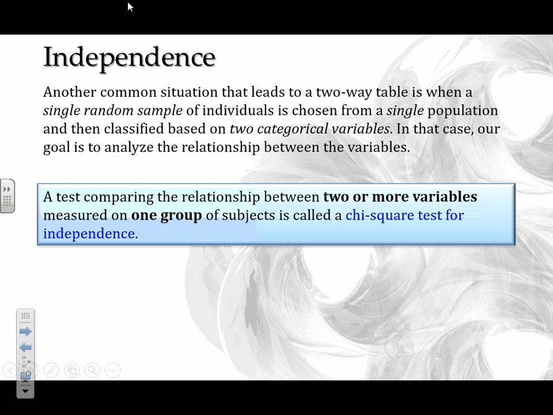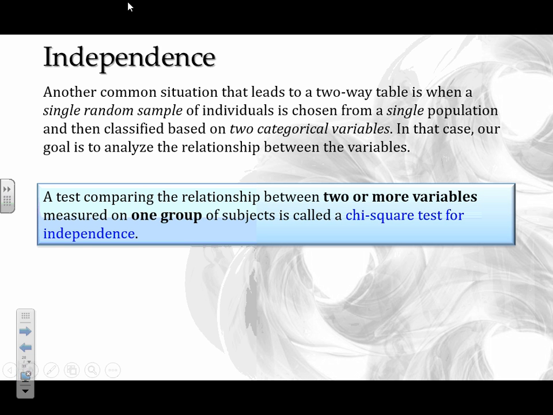With the test for homogeneity, we had what? Almost the exact opposite, right? We had multiple groups, but we only had one single variable that we measured. So we had multiple groups, multiple samples that we worked with, and then we looked at the distribution of one variable for each of those groups.